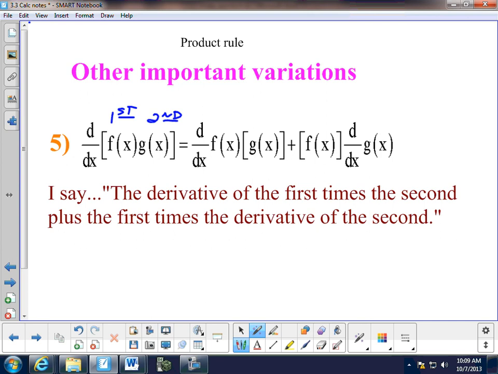Doesn't matter. So what I'm doing is I've got two functions being multiplied together. You take the derivative of the first one times the second one plus the first one times the derivative of the second one. So for the ones in brackets, you're not taking the derivative of it? You're just... Correct. That's just times the original function.